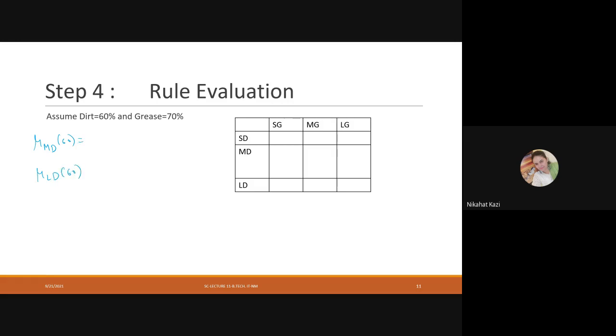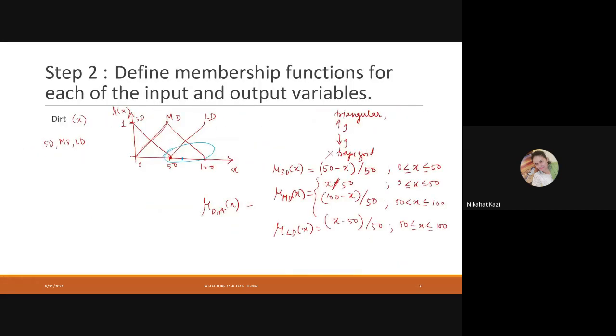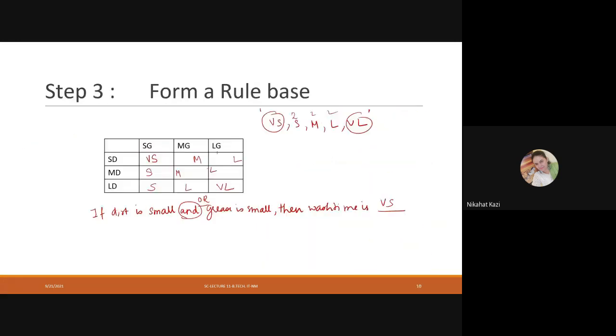What is the equation for medium dirt? Let us go back. We have written down the equations. There are two equations. Which one will you use? The second one, since it is this range, 50 to 100. So the second one you will use, that is 100 minus x divided by 50. And for large, it is x minus 50 divided by 50. So we will use these two equations.